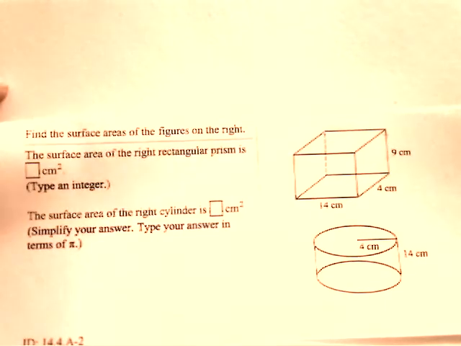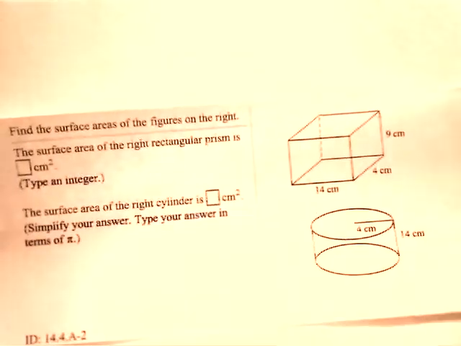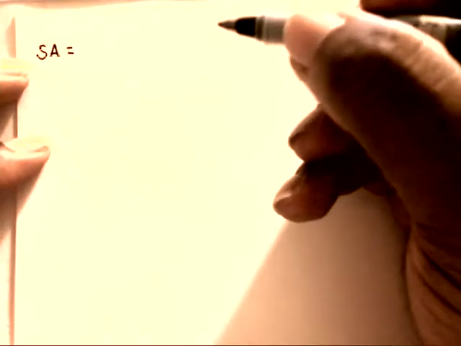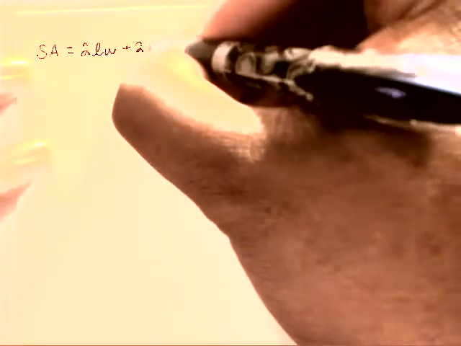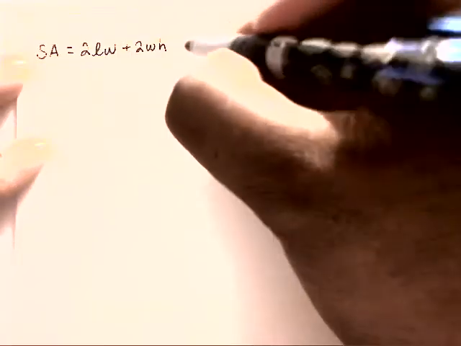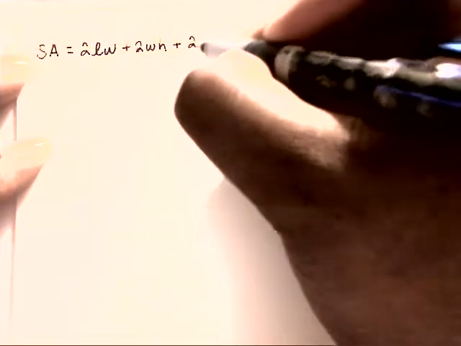So to find the surface area of this right rectangular prism, this is the formula that I like to use. The surface area, I'm labeling this as SA, is equal to 2 times the length times the width, plus 2 times the width times the height, plus 2 times the length times the height. Okay? And the reason for that is this.